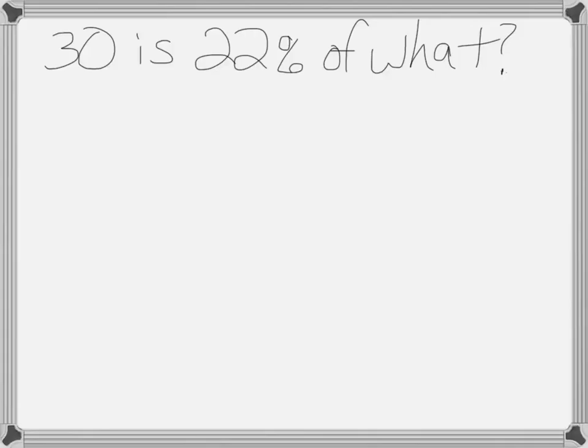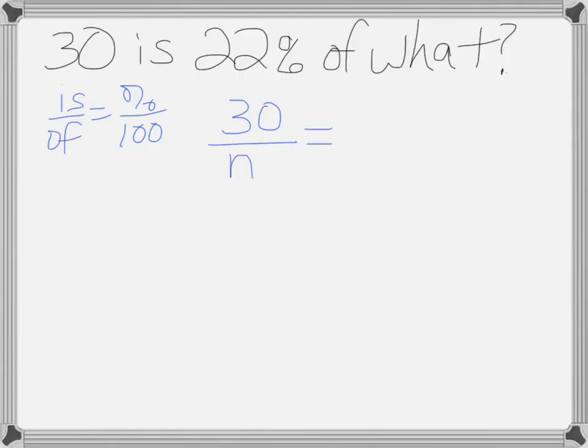30 is 22% of what? So think about our formula. Is over of equals percent over 100. 30 is the is number over, now it says of what? So that's what we're missing. That's where our letter will go. Equals, our percent is 22 over 100.